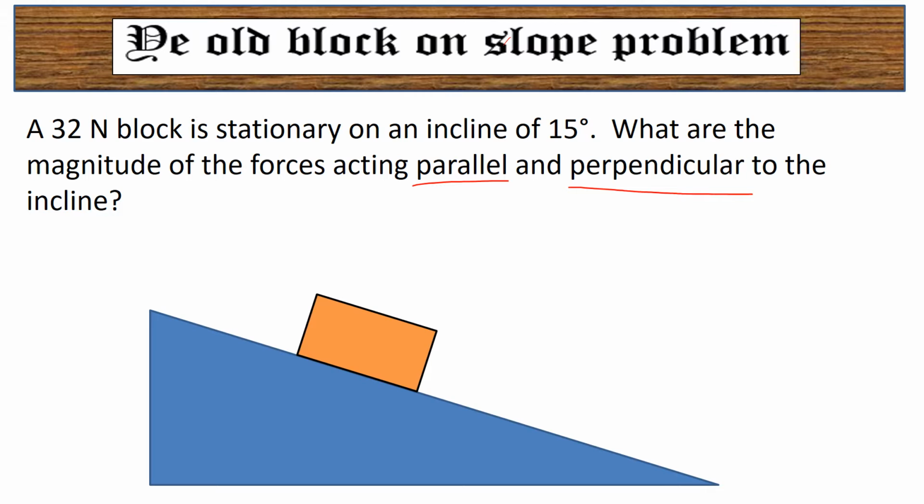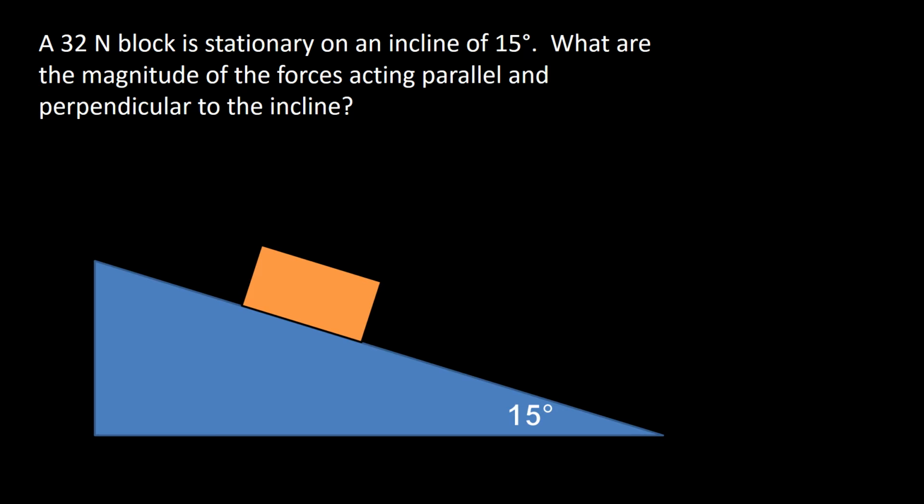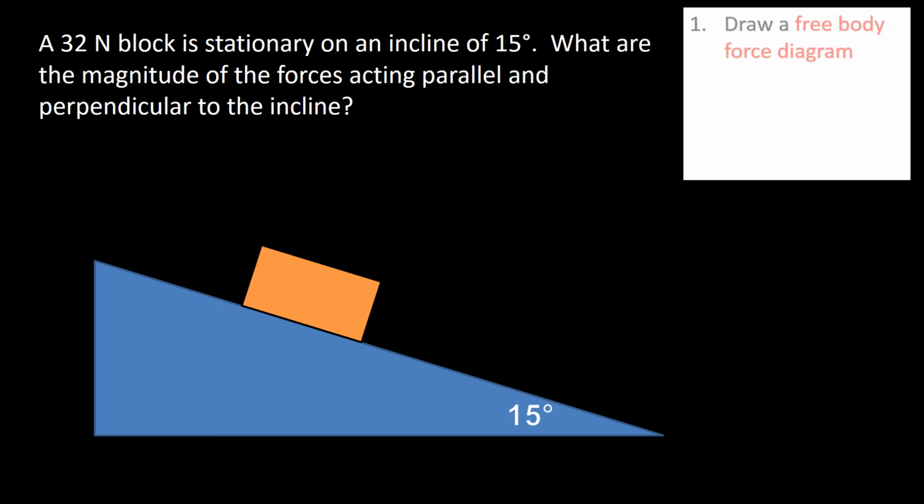And it looks kind of tricky just now, but the first thing that really helps is drawing a free body force diagram. So to start off with, draw your free body force diagram on the block, put in any numbers you have. So we've got 15 degrees here, a weight of 32 newtons, and we're really looking to identify the other forces, which in this case are friction and normal, which is acting parallel to the incline and perpendicular to the incline.